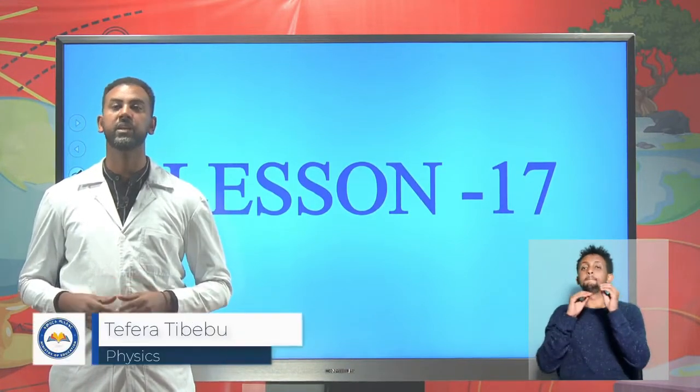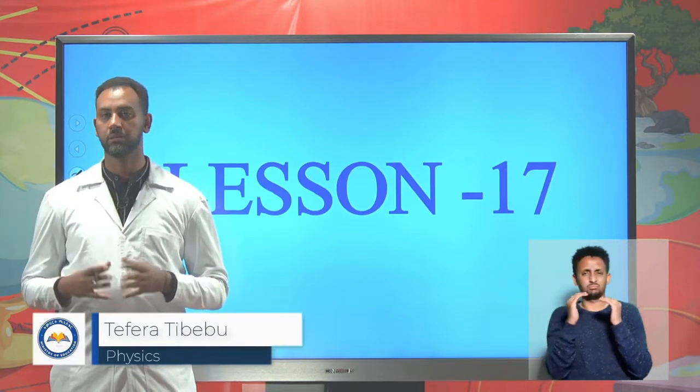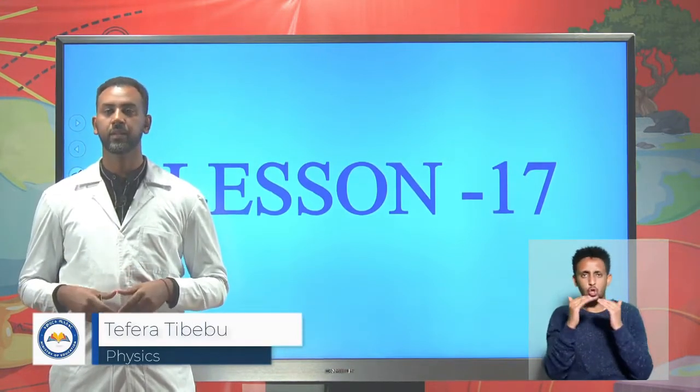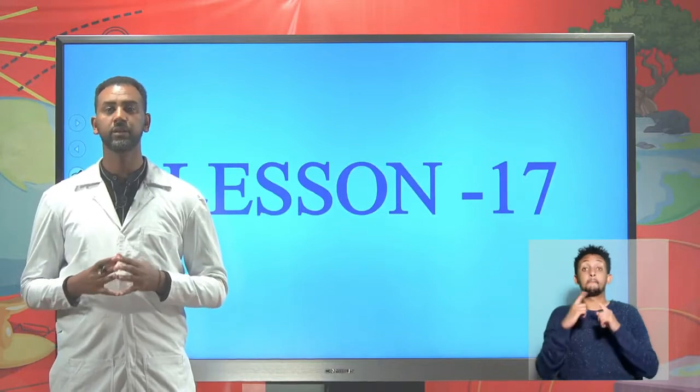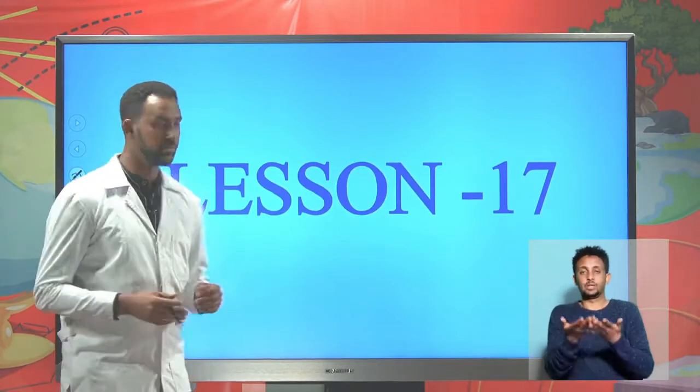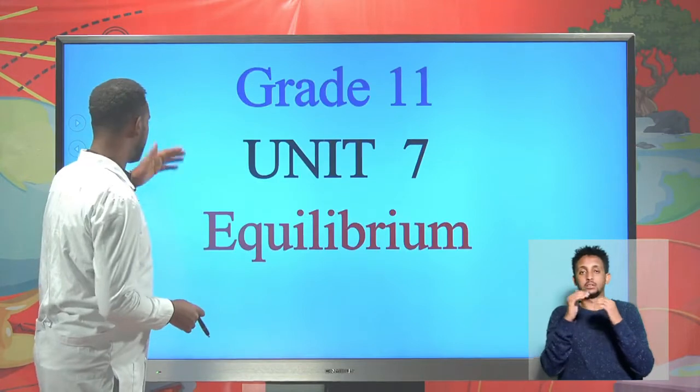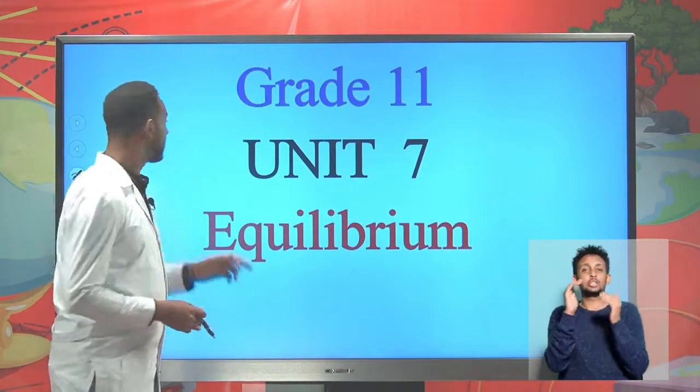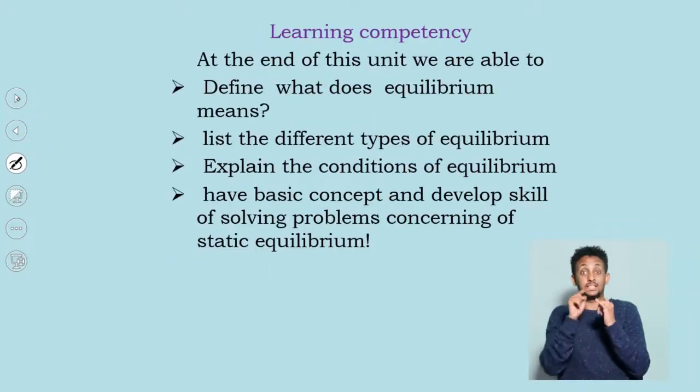We'll look at mechanical equilibrium. There might be different equilibriums like chemical equilibrium and so on, but here we emphasize mechanical equilibrium. Under this unit, unit 7, which is equilibrium, by the end of this unit you will be able to define what is meant by equilibrium, and to identify the different types of equilibrium as well as the different conditions of equilibrium.